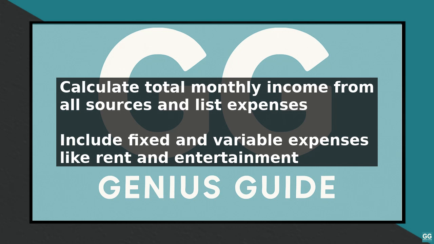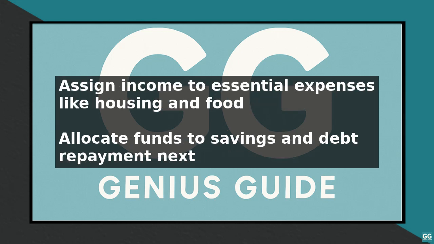Now, assign every dollar of your income to a specific category. Start with essential expenses like housing, food, and transportation. Then, allocate funds to savings and debt repayment. Finally, assign any remaining dollars to discretionary expenses like hobbies and travel.